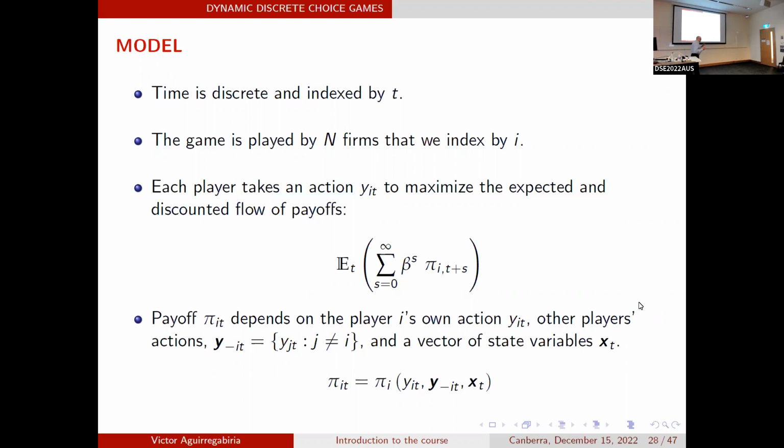Again, a stationary environment, infinite horizon, payoff functions, and transition probabilities of the state variables that do not change over time, okay? The payoff function, now we have a game. What does it mean? Basically, that now the payoff of player i at period t depends on his own actions, but also on the vector of the actions of the other players, okay? That I'm going to describe using this minus i index, okay?